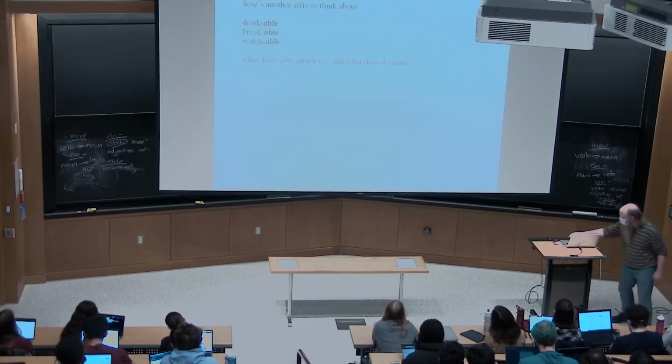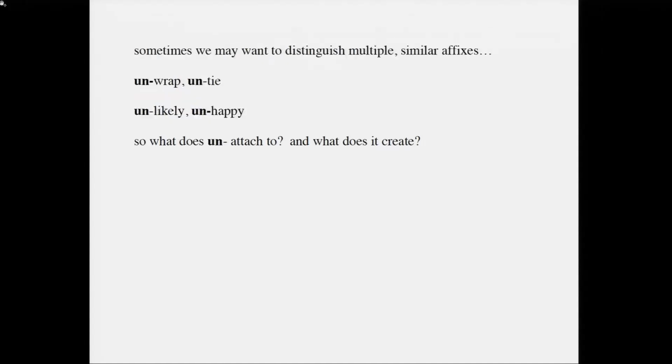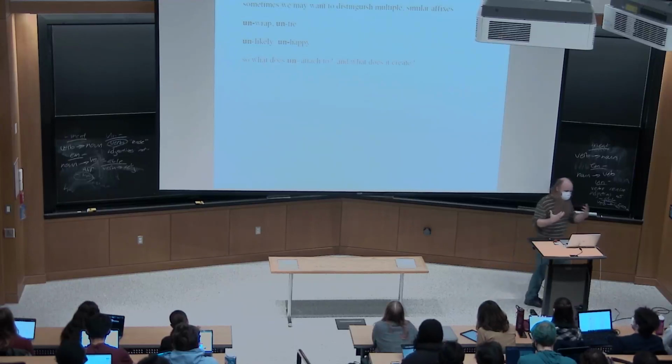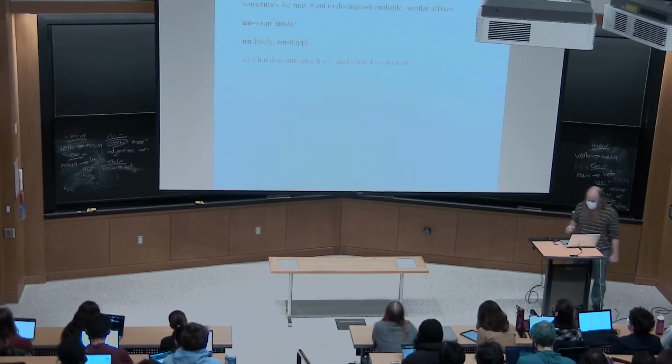So un, we'll go back to un. Un attaches to verbs, and what you get is a verb. Un attaches to adjectives, and what you get is an adjective. So it changes the meaning, but it doesn't change the category of the word. The thing is still the same. Yeah. Okay.